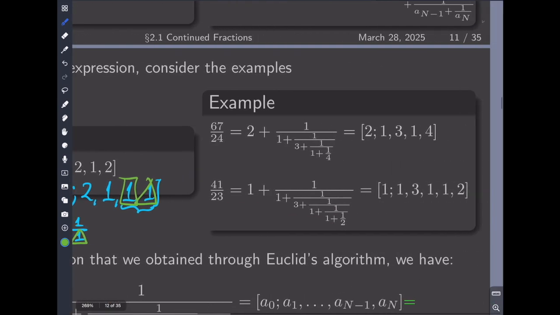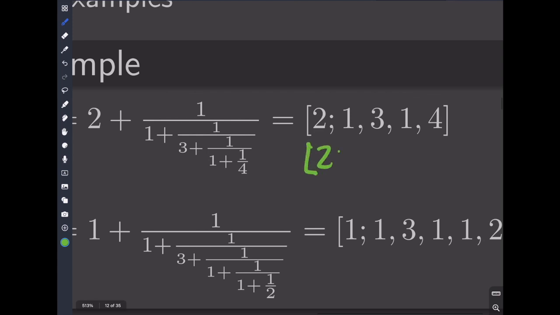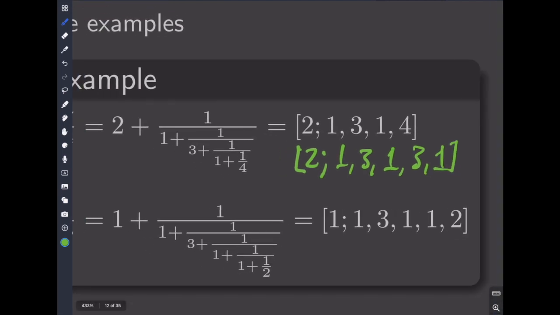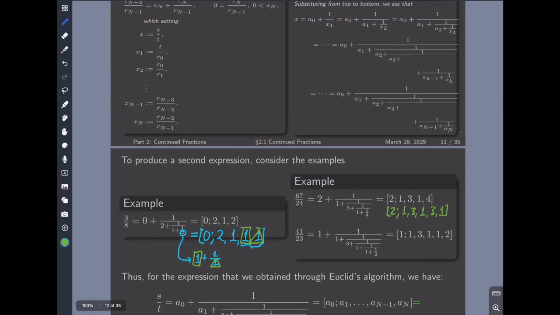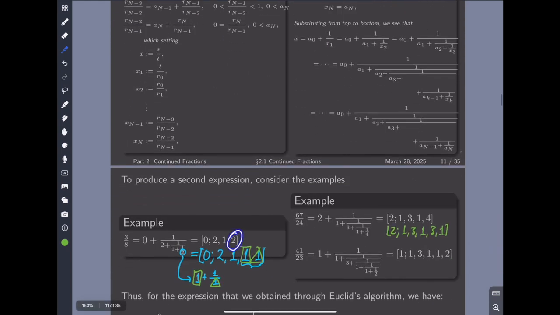And then here you do the same, right? Same thing: 4 is something positive plus 1 divided by something, 3 plus 1 divided by 1. So this one is 2, 1, 3, 1, 3, 1. Same thing for the other one. And what am I relying on? I'm relying on the following being true: the last one is always greater than 1, so that I can perform this trick. But which one is the last one? Let's see.